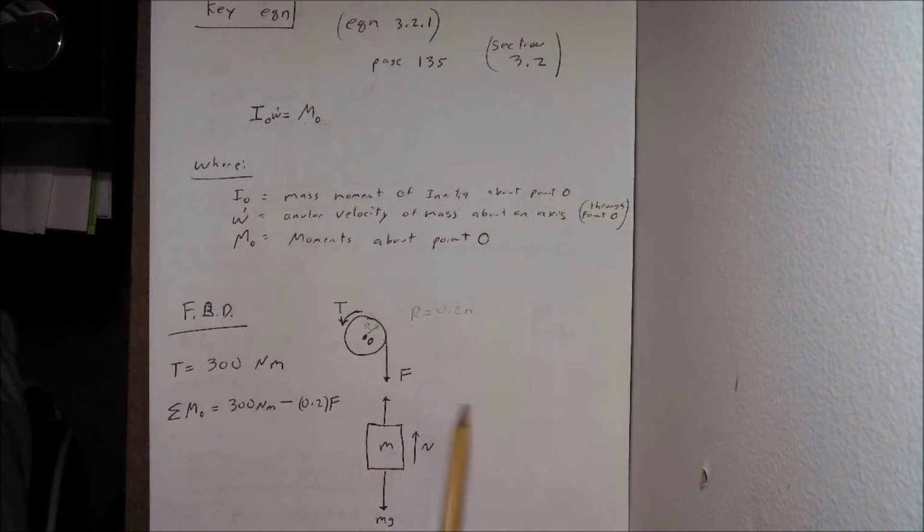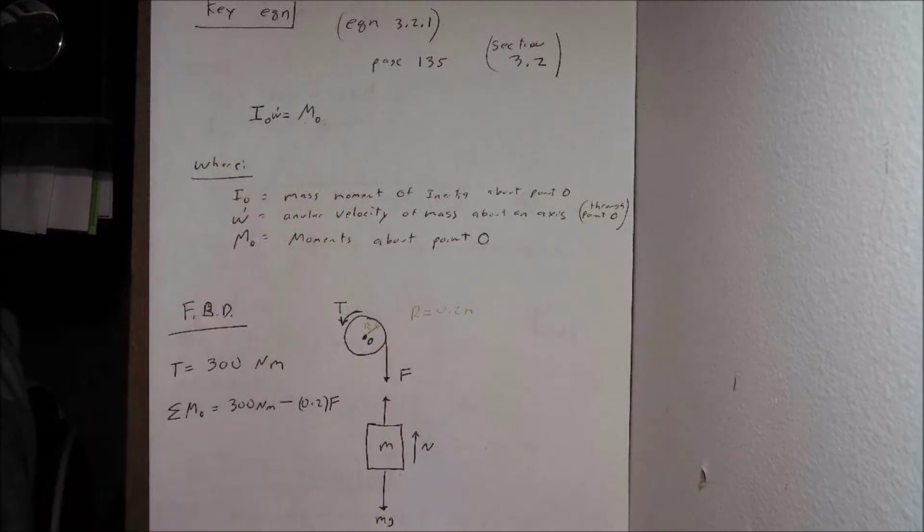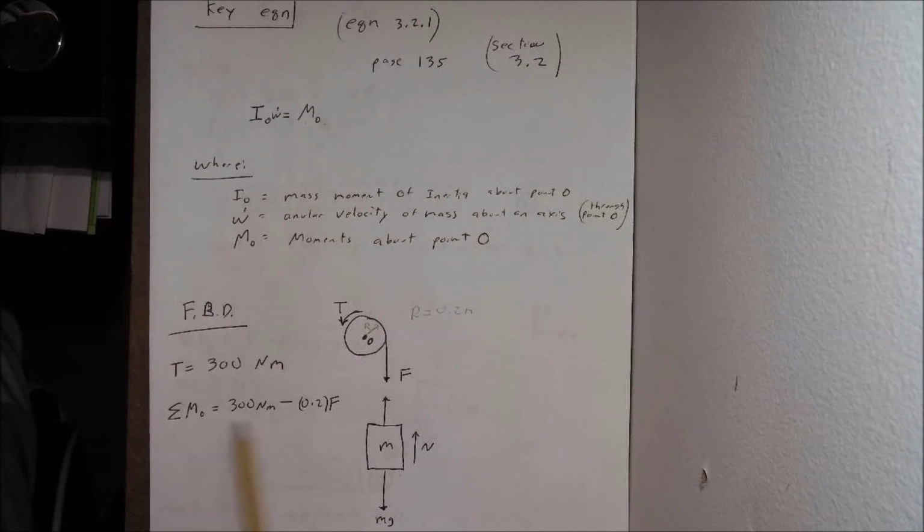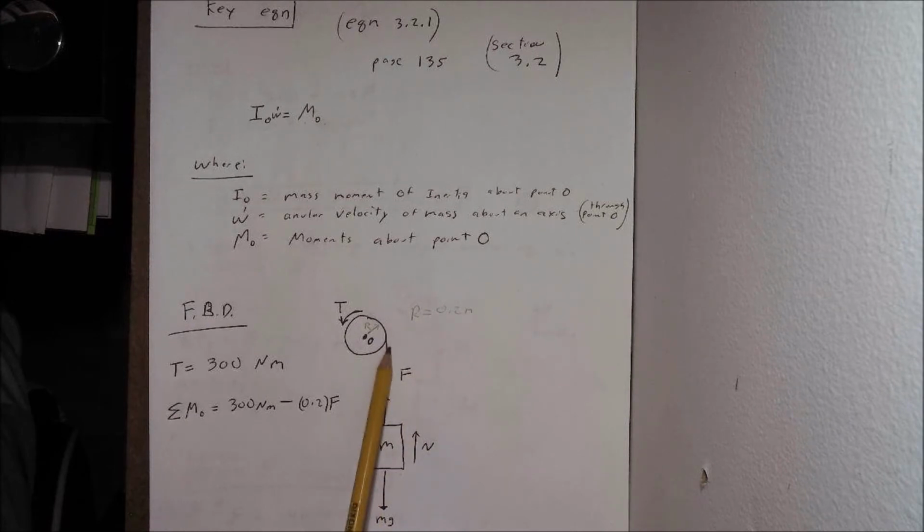So recall our general equation here for our moment. Have this up here, so moments about O. What are the moments about O? Well, we have the torque coming around here about point O, and we have this force here, our tension force, times this radius to point O right there. So you can plug those in, summation of moments about O.